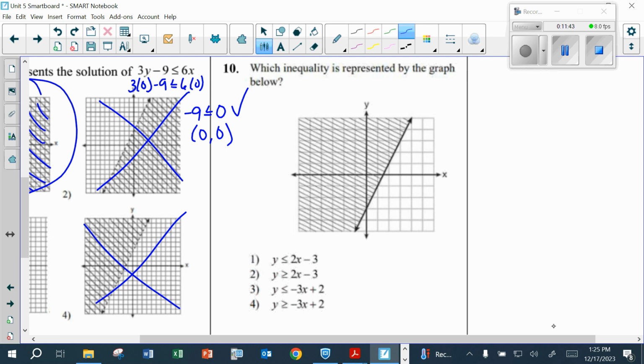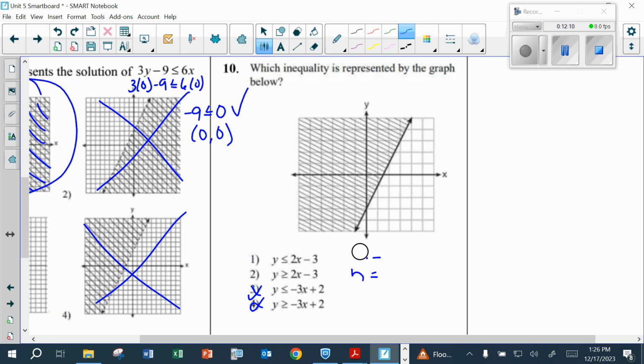Which inequality is represented by the graph below? Doesn't look like we can eliminate any based on the type of line that we have. We have a solid line. They're all less than or equal to, greater than or equal to. So let's think about our slope and our b value, because those are different for the two. So slope is positive. Oh, we can eliminate those guys. Our b value is -3. Okay, so it's got to be either 1 or 2.